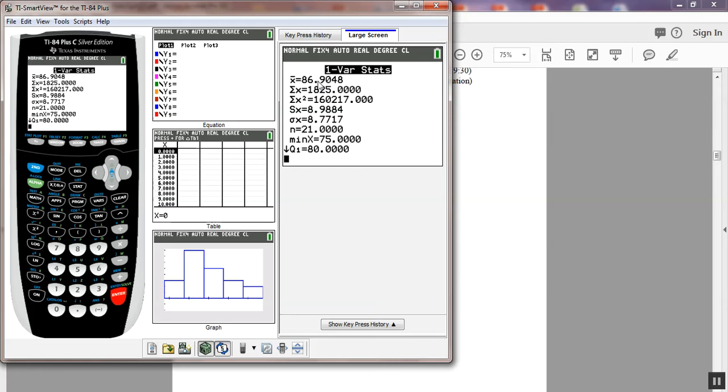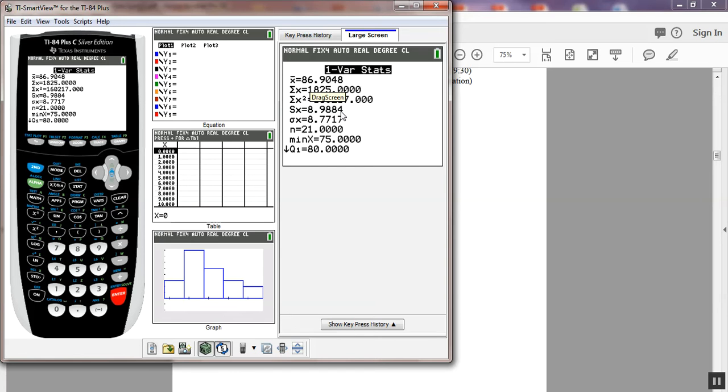What we've got here is the x bar. That's the average. These next two things we don't really need to worry about, the sigma x and the sigma x squared. The next thing we will look at is the Sx. This would be the standard deviation if this was a sample of data. And the sigma x, this would be the standard deviation if the data we had was the whole population. So right away we get the mean and we get the standard deviation.